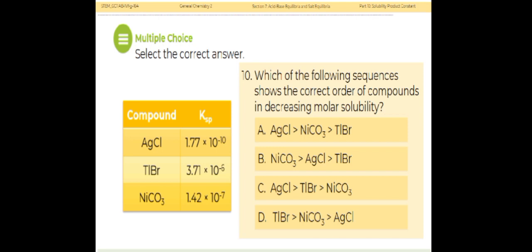And that would be all for our topic for today on acid-base equilibria and salt equilibria, part 10, solubility product constant. So, I hope you learned something and kindly apply it.